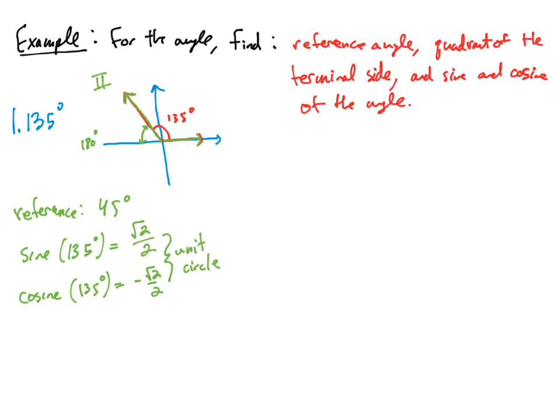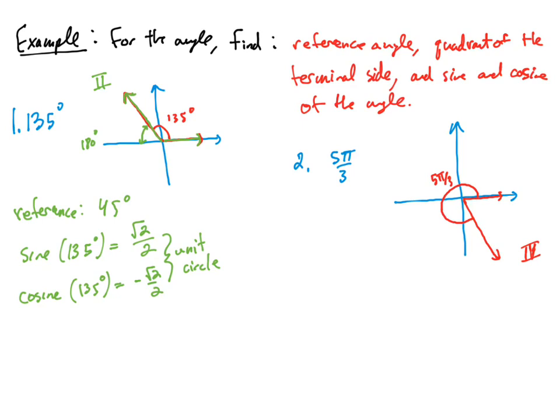All right, and then let's look at a second example here. We have 5 pi over 3. We want to find the same information. So 5 pi over 3, that is in quadrant 4. So we're going to go around to here. If for some reason you don't recognize that 5 pi over 3 is in quadrant 4, I know that because I have the unit circle memorized.